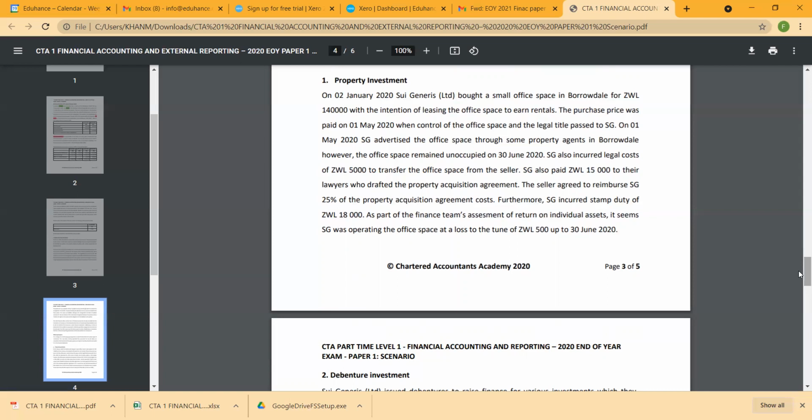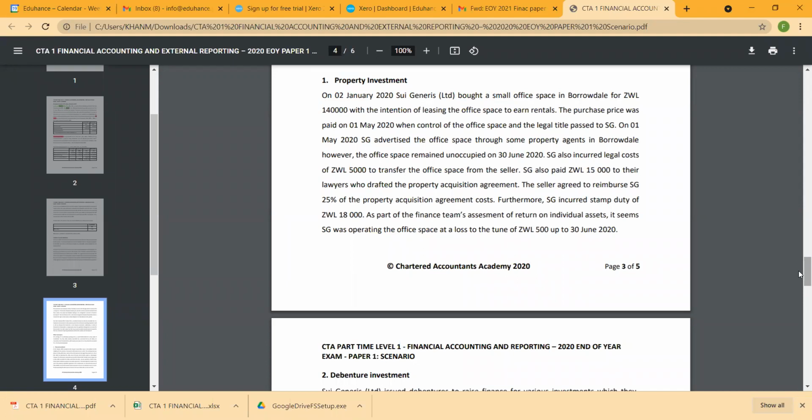SG also incurred legal costs of $5,000 to transfer the office space from the seller. SG also paid 15,000 rand to the lawyers who drafted the property acquisition agreement. The seller agreed to reimburse SG 25% of the property acquisition agreement costs. Furthermore, SG incurred stamp duty of $18,000. As part of the finance team's assessment of return on individual assets, it seemed SG was operating the office space at a loss to the tune of $500 up to 30th June 2020.